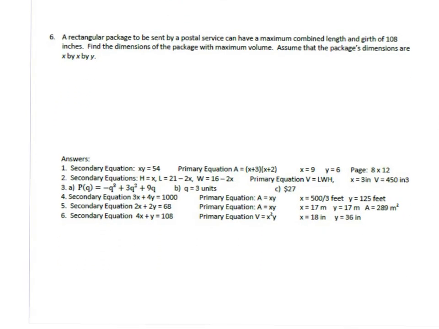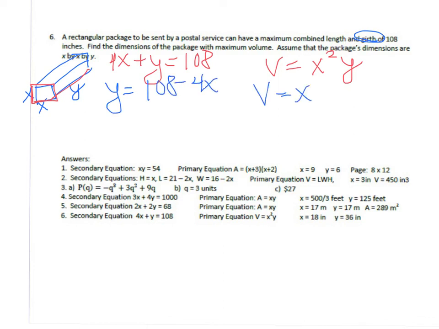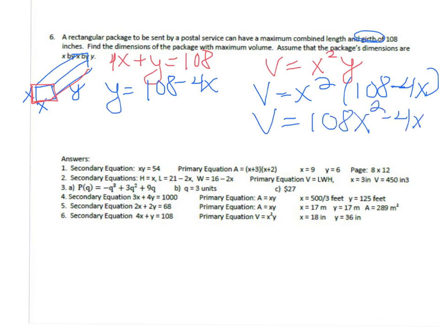So for 6, we're going to mail a rectangular package with a square base. So this is x by y. And girth is the perimeter of the base, which is here. So that's 4x plus y equals 108. We want to maximize the volume, which is length times width times height. So that's x squared y. It's easiest to isolate the y. We're going to substitute that into the volume equation. Distribute the x squared. Now you need to take the first derivative, set it equal to 0, and solve.